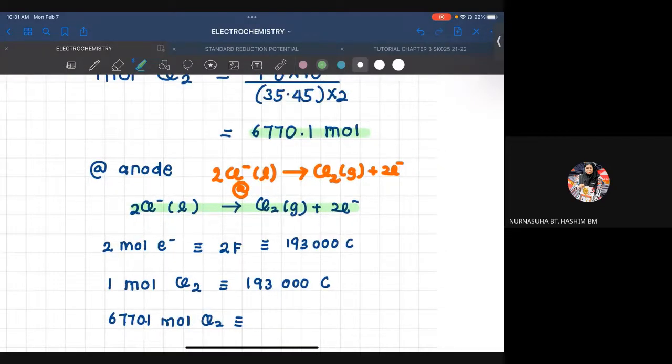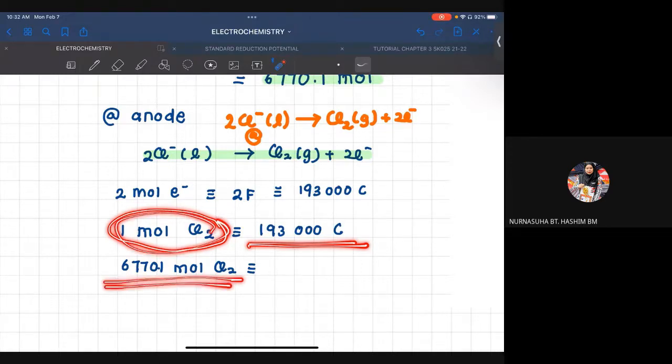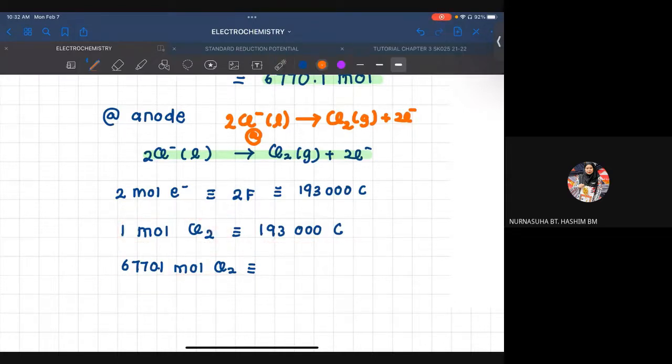Tak ada masalah. Okay, next, from the equation, kita ada 2 mole of electron, so 2 Faraday lah. So 2 Faraday corresponds to 193,000 coulomb. Itu teorinya. Okay, so maksudnya untuk hasilkan 1 mole chlorine gas, you need this much. But you don't want to produce only 1 mole. You nak produce 6,000 plus mole of chlorine.